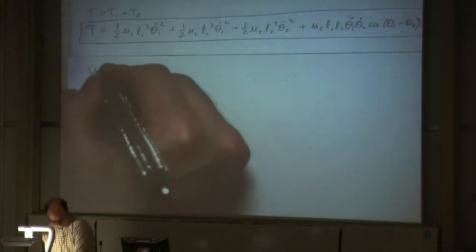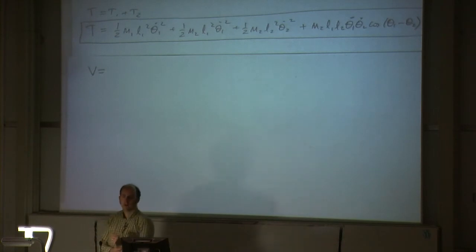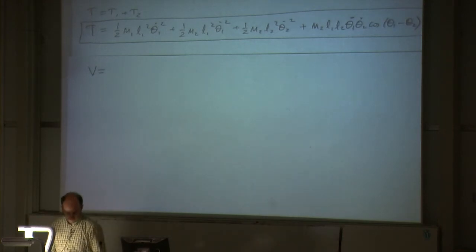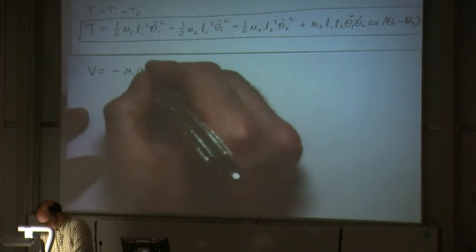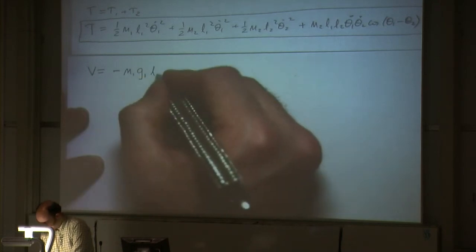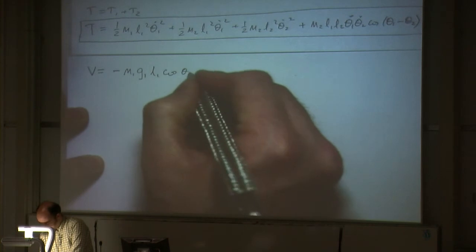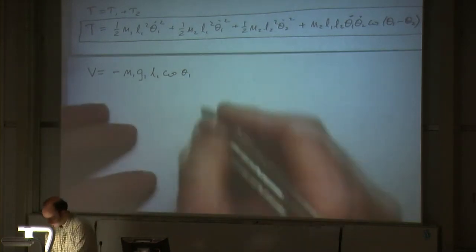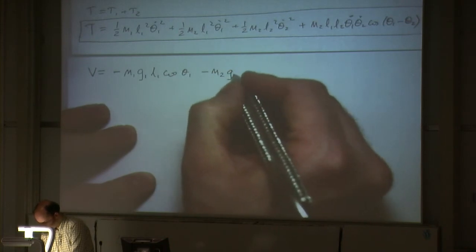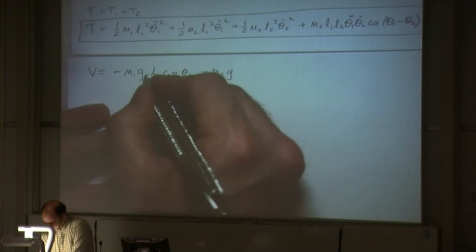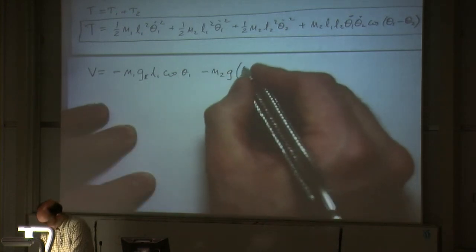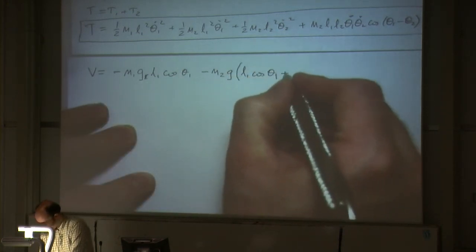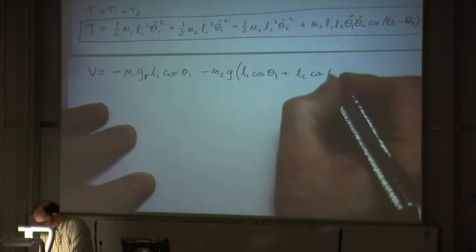Okay, for easier. There's no spring, so it's just gravitational energy. And so we've got mgh for both of the masses. So we've got minus, okay, because h is downwards, m1 g, and then we have L1 cosine of θ1 minus m2 g, there's only one g, m2 g, and then this is multiplied by L1 cosine of θ1 plus L2 cosine of θ2.